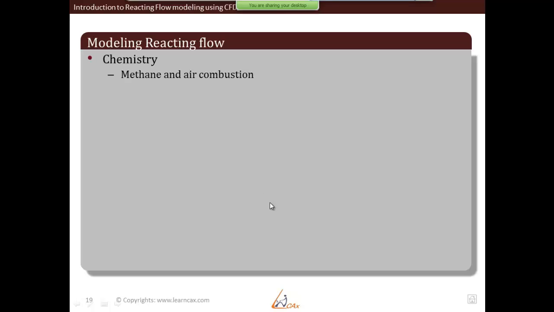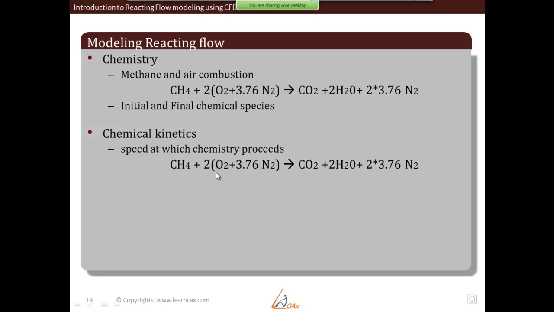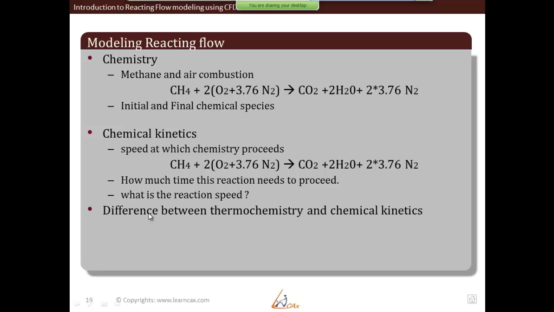When we talk about chemistry, let's take the example of methane and air combustion. Then we will have the chemical equation, the balanced stoichiometric equation, which will give us the reactants and products. So that is put together, and it will give us the initial and final chemical species. But in addition to that, we also need to know what rate of reaction is there. That means at which speed the chemistry proceeds, and what time this reaction needs in order to proceed, what the reaction speed is, as well as the difference between thermochemistry and chemical kinetics that we need to understand.